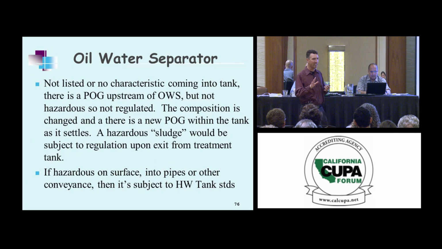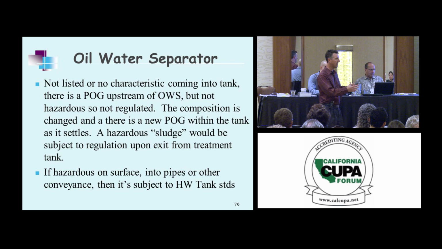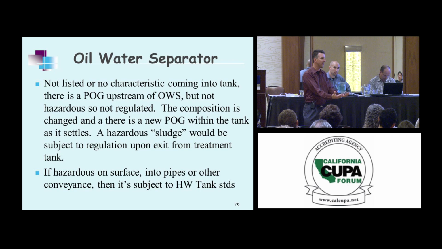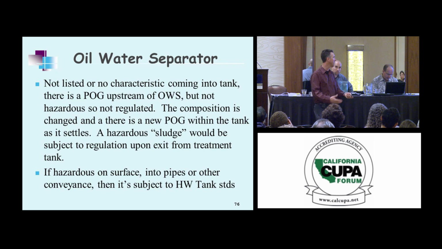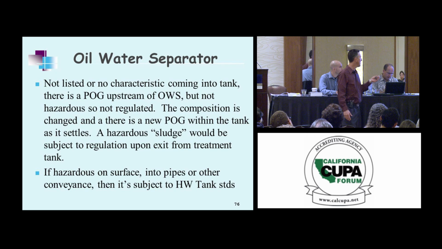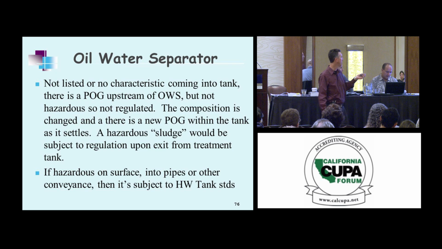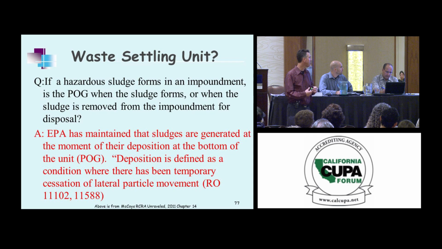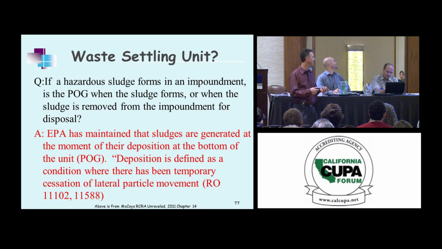So I think I take this question to mean we send a bunch of stuff over to an impoundment, say it's an aqueous waste. Now you settle out some hazardous stuff in the bottom. So now you've got something hazardous sitting in the bottom of like a surface impoundment. So is it when the sludge is removed or when the sludge forms? It's the POG. And here's what EPA said. The moment of their deposition at the bottom of the unit. When lateral... condition, temporary cessation of lateral particle movement. Big words.